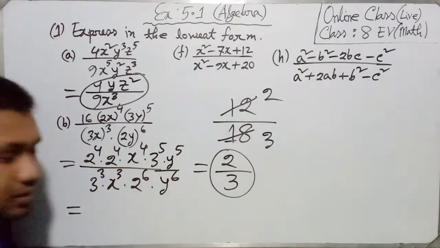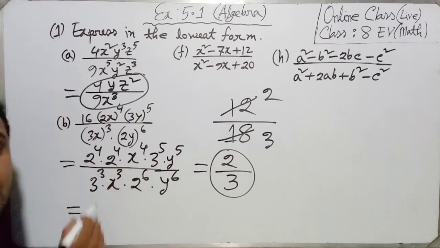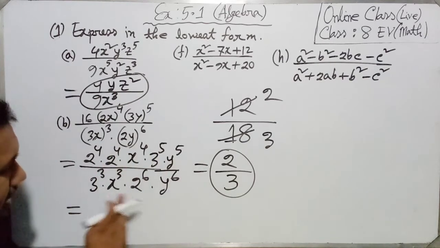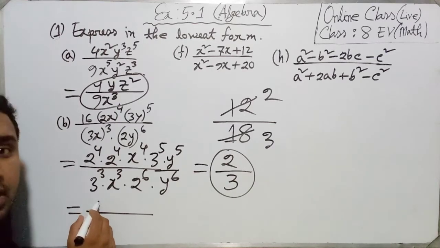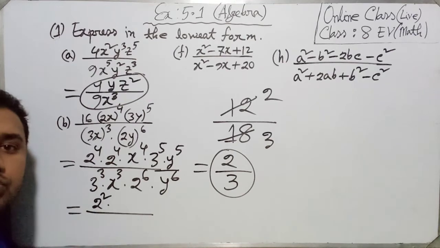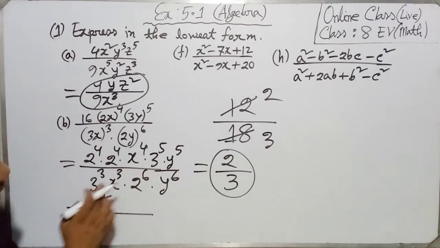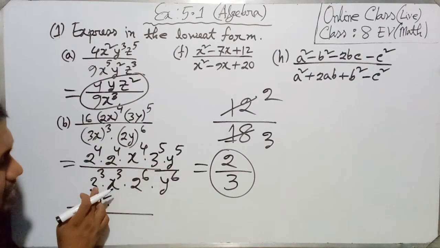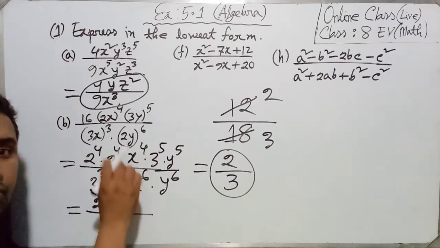Now we can minimize. Look, dear students, 2 to the power 8 and this is 2 to the power 6. So after minimization, there will be 2 square. And this 2 square you can write 4. Directly you can write 4. Okay, look. Now this is 3 to the power 5 and this is 3 cube. So there will be 3 square.